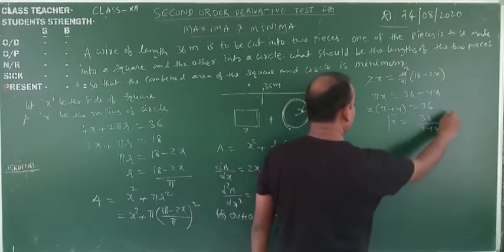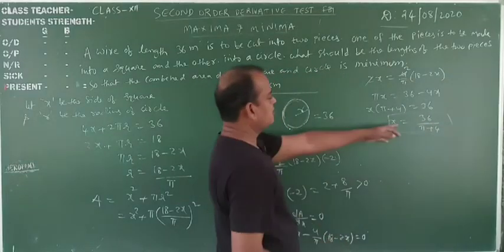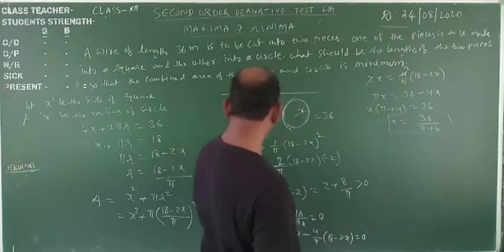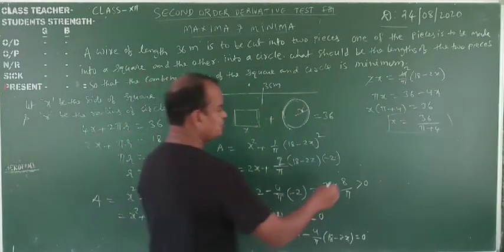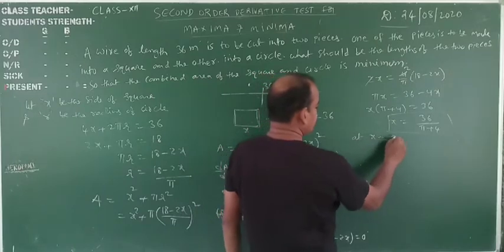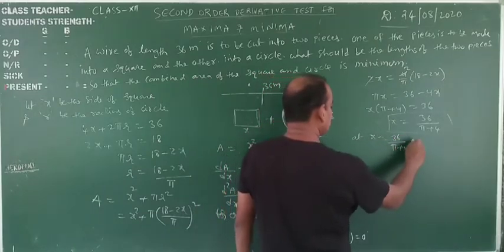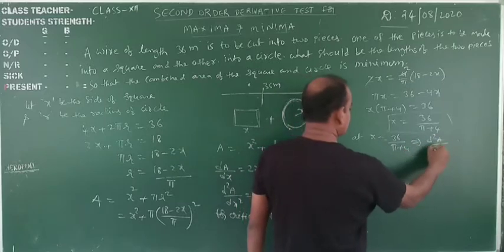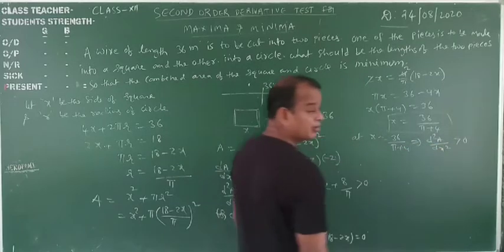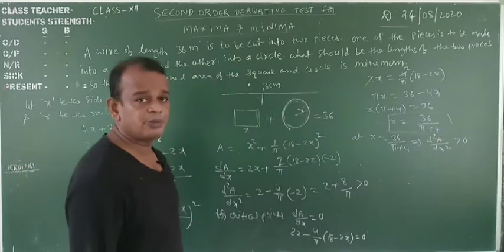Now, at x equal to 36 by (pi plus 4), d square A by dx square is positive. At x equal to 36 by (pi plus 4), d square A by dx square is positive, which means the area is minimum.